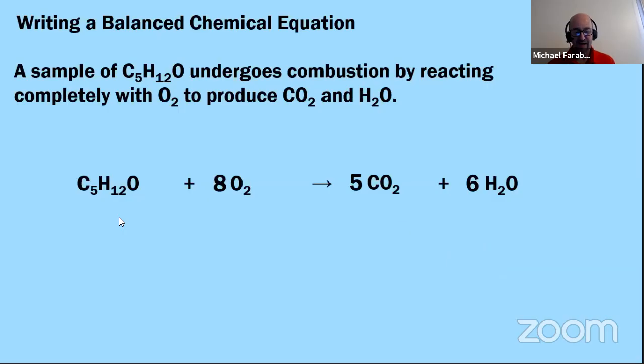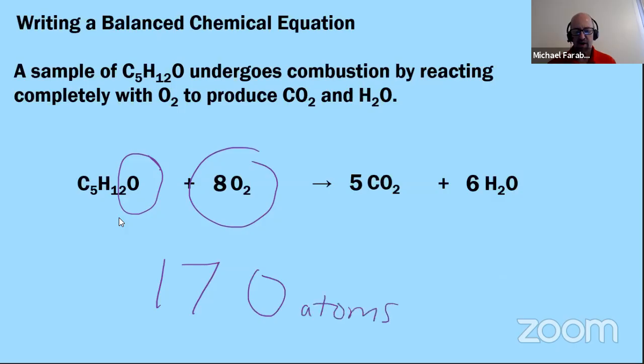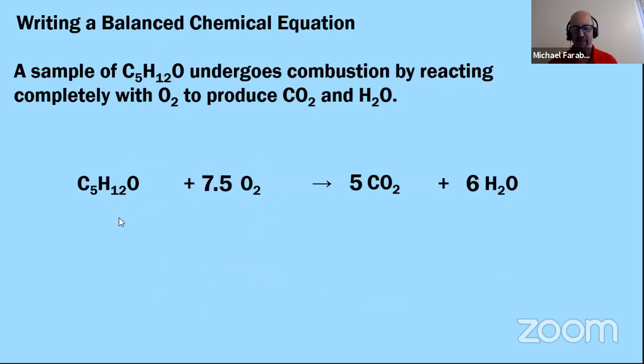Well, hopefully you can realize that we do have to count all of the oxygen. So in fact, if we put an 8 in front of the O2, we now have 17 oxygen atoms on the left side of the equation. So we'll have to solve this problem by getting exactly 16. So this is how I might do it.